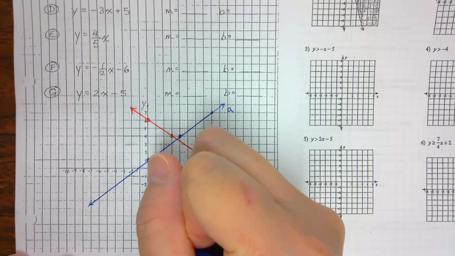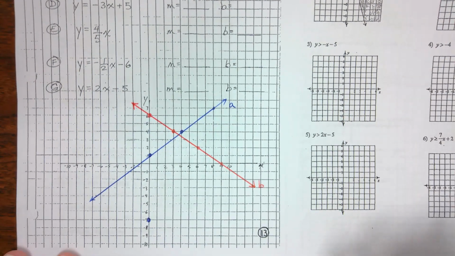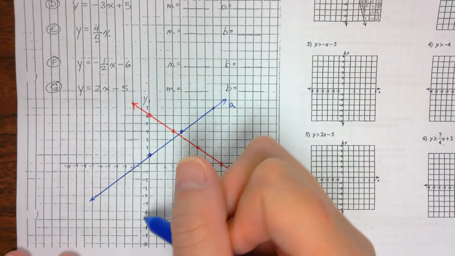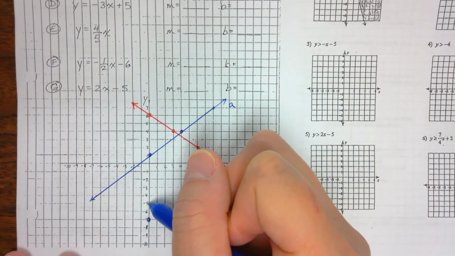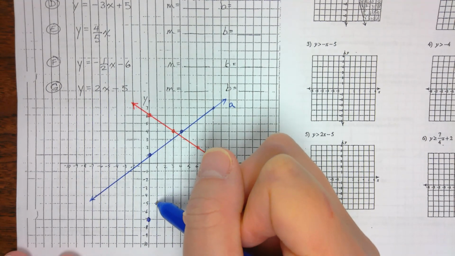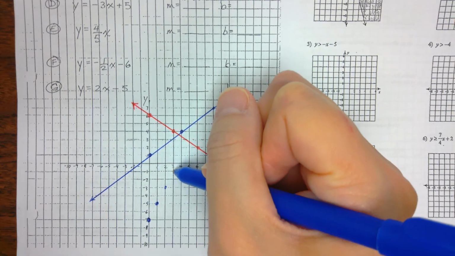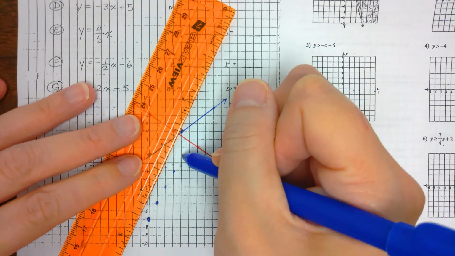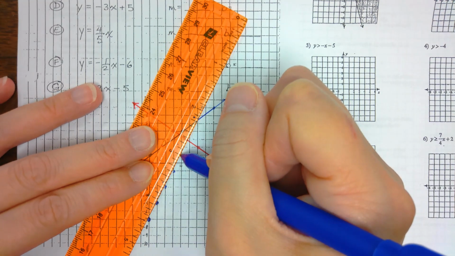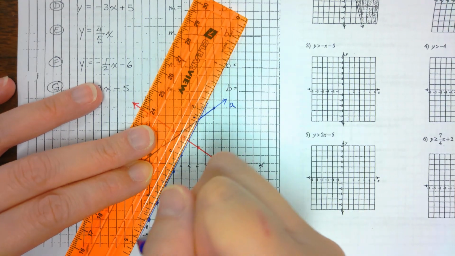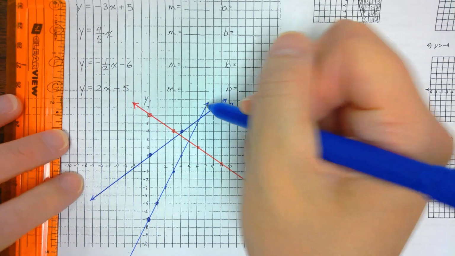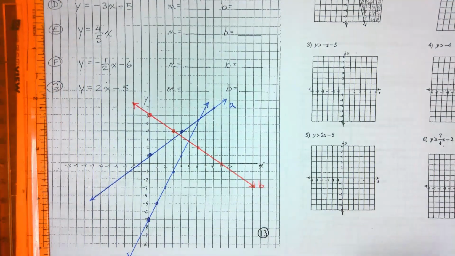So negative 7 down here. Okay, and then from that point, I'm going to go up 2. And don't forget, you're going over 1. Okay, up 2 over 1, up 2 over 1, up 2 over 1, up 2 over 1. Okay. There's your third line. So that's C.